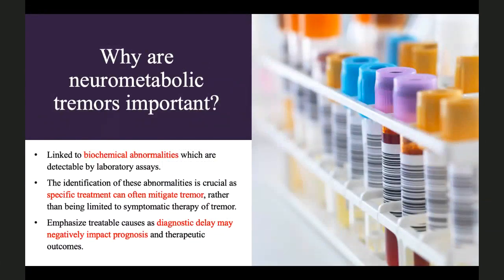So why are we talking about this topic, and why are neurometabolic tremors important? So number one, because they are easily detectable by lab assays and originally stem from biochemical abnormalities. Number two, they have specific treatments that can mitigate the tremor instead of just being limited to symptomatic therapy of tremor. And number three, and probably the most important, is that learning about these tremors helps us diagnose them faster because a diagnostic delay may negatively impact prognosis.